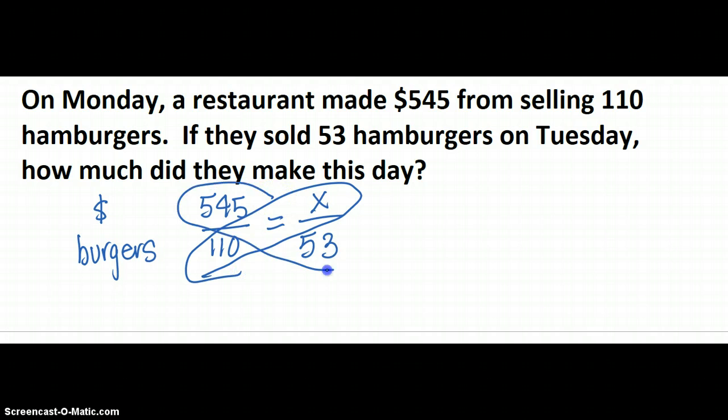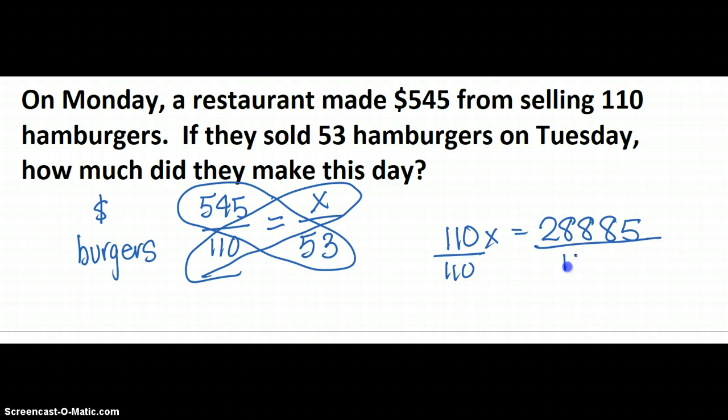Using our cross products, I get that 110x equals, it's going to be a big number, 28,885 divided by 110. X gives me, okay, now this is a humongous decimal, but it's money, so we're going to round to the nearest hundredth. We're going to get $262.59. Then look at the problem to make sure it makes sense. They sold about half as many burgers, a little more than half, and made about half as much money. It has to make sense, so make sure you look at your answers.